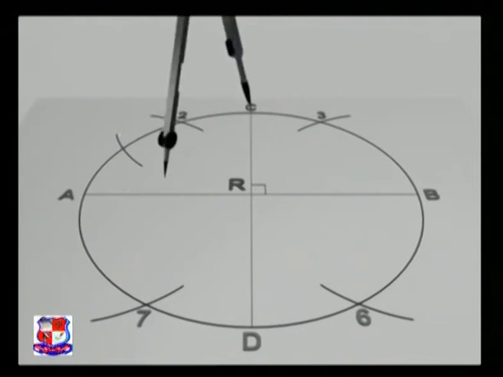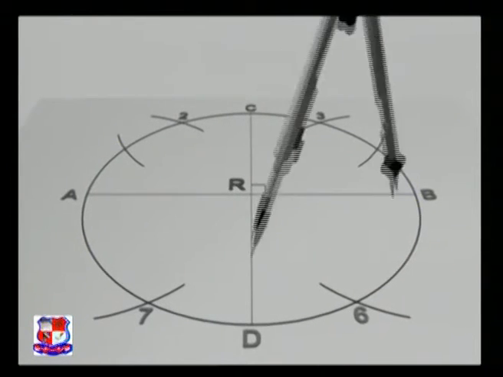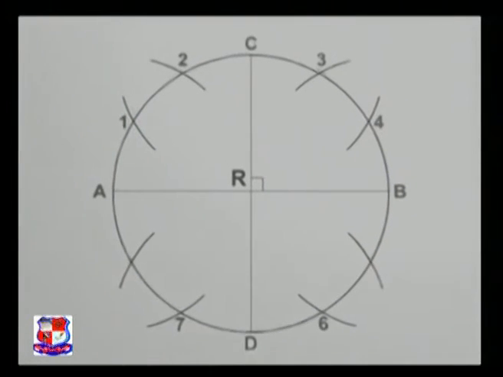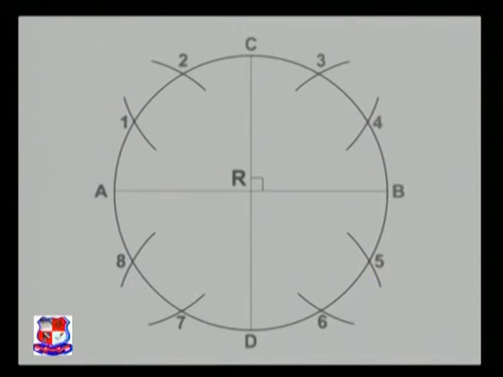Now repeat the above steps for points C and D to get the intersection points 1 and 4 and 5 and 8 respectively. That's it. You see, we have just divided the circle into 12 equal parts.